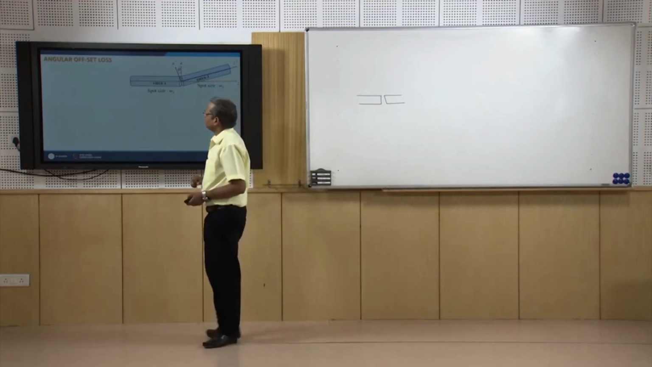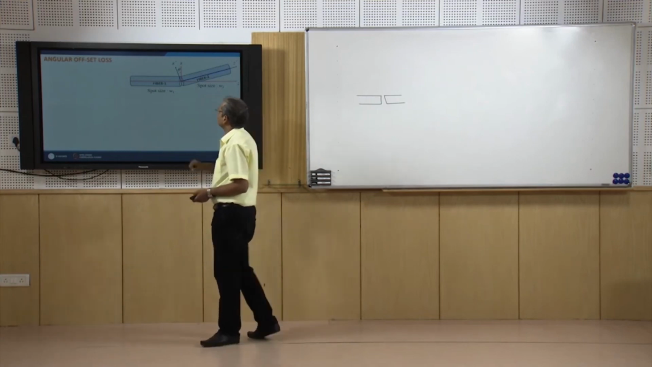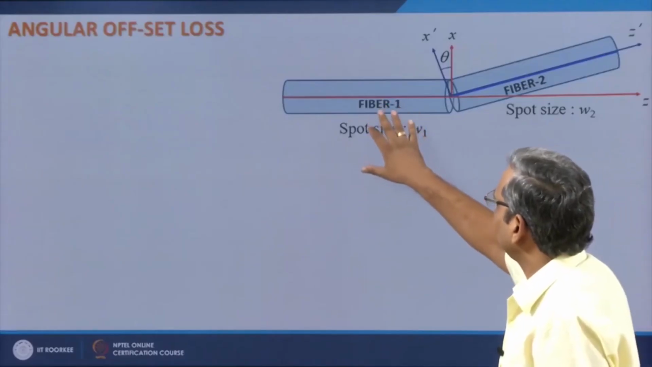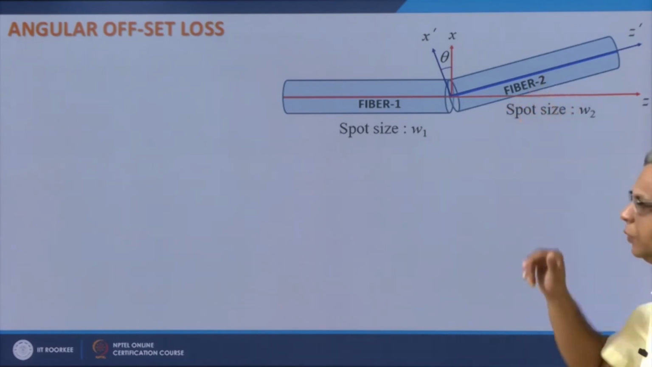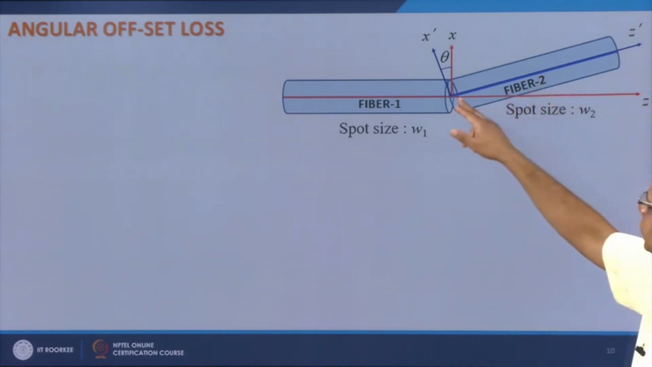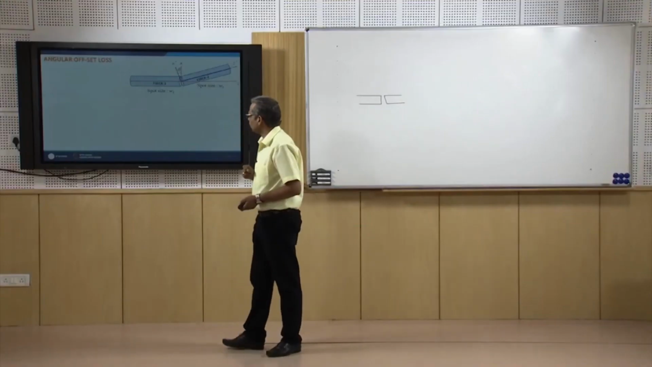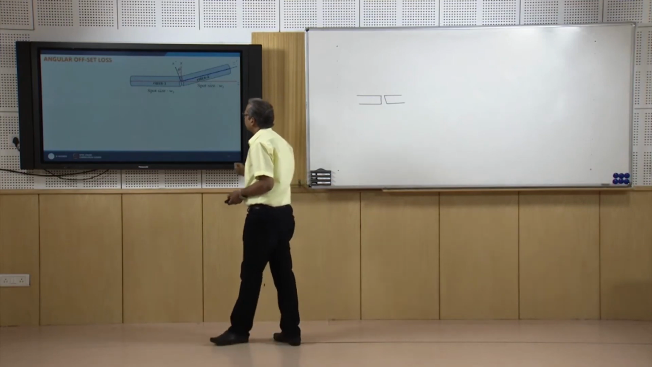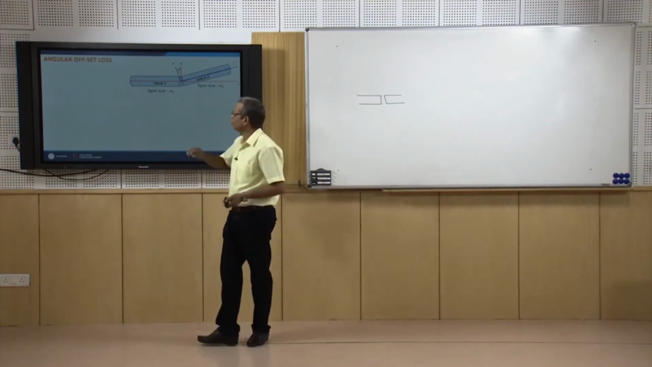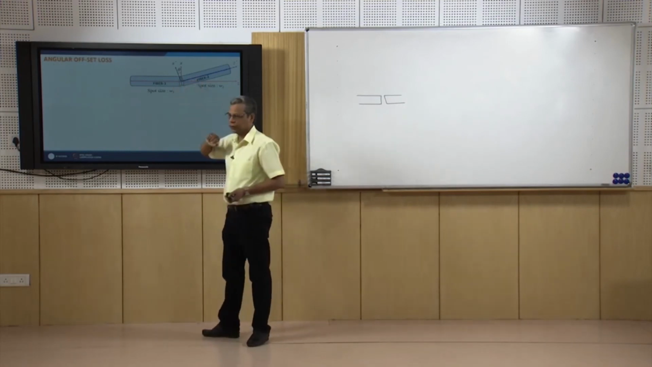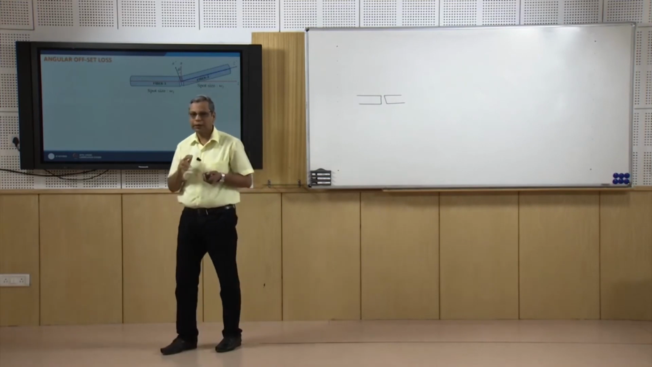Another misalignment is in angular direction, and it causes angular offset loss. So I have fiber 1 with a spot size W1, fiber 2 with a spot size W2, and this is tilted with respect to fiber 1 by an angle theta. So again what I will do, I will use Gaussians here, Gaussian mode of this fiber and Gaussian mode of this fiber, and I will have to take the overlap of them.